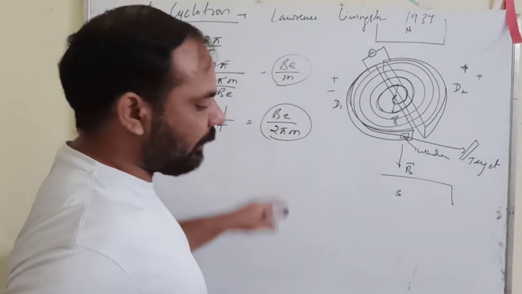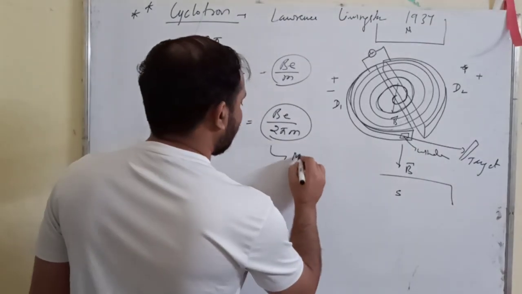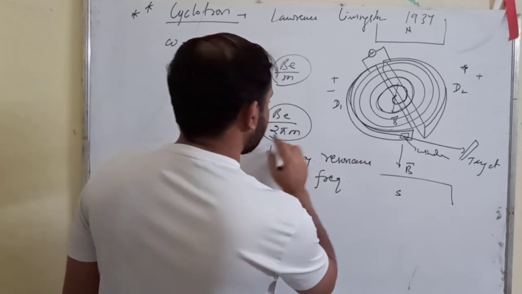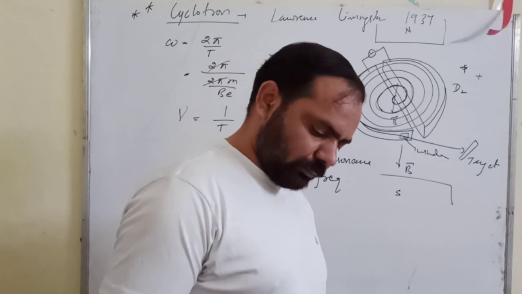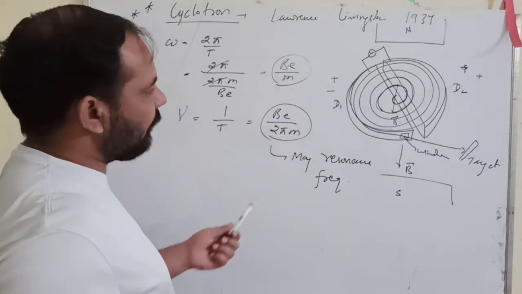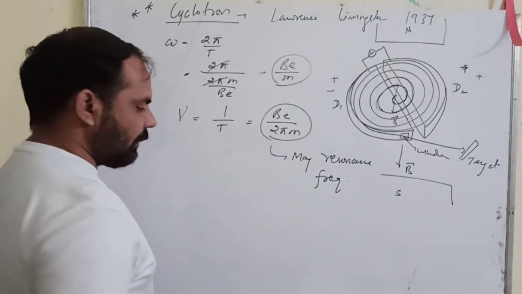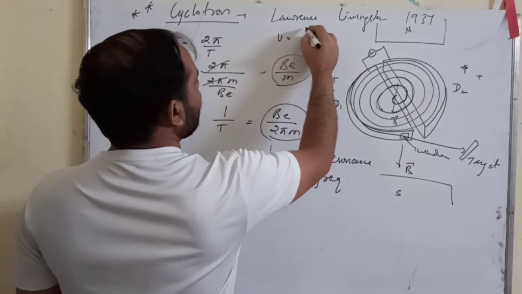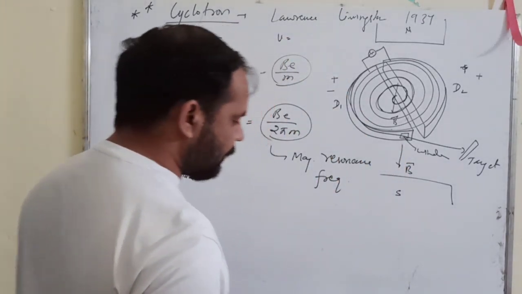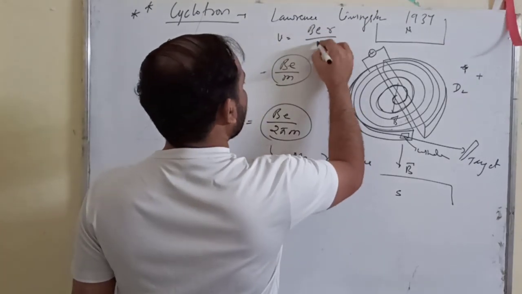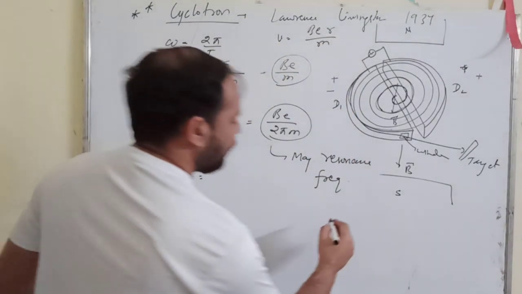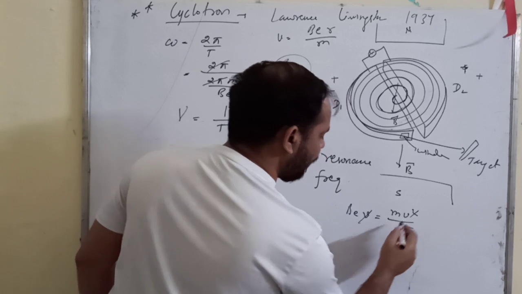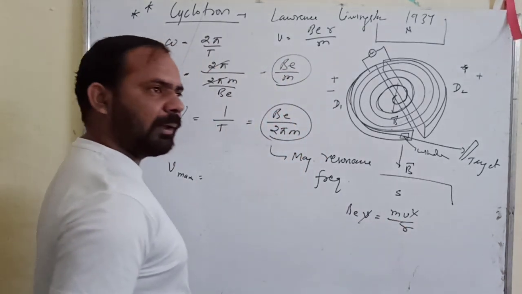This is called the magnetic resonance frequency. So this is a kind of resonance. Now, how much maximum velocity can it acquire? V max. What will be the formula for V max? We have the formula for V equals to, what was the formula? It was BER upon M. See, BEV equals MV square upon R. So V cancelled. How much will be V? It will be BER upon M.